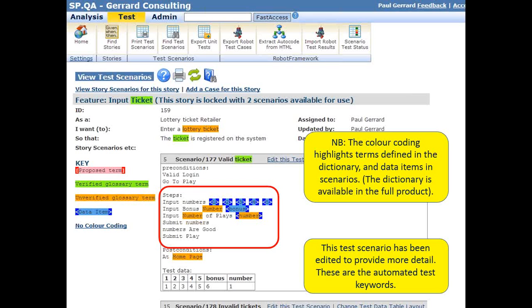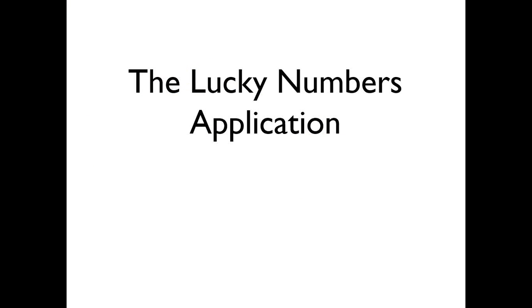So what you have here is a test scenario which relates to a valid ticket, I think in this case, a valid ticket on the feature input lottery ticket. So there's lots of color coding going on, and the color coding refers to two things mainly. The blue color coding identifies the placeholders for data, the data items themselves, and you can see there's a table towards the bottom of the screen. There's just one test case here, one example. The orange and green highlighting is the dictionary doing its job. It identifies words that are defined in the dictionary.